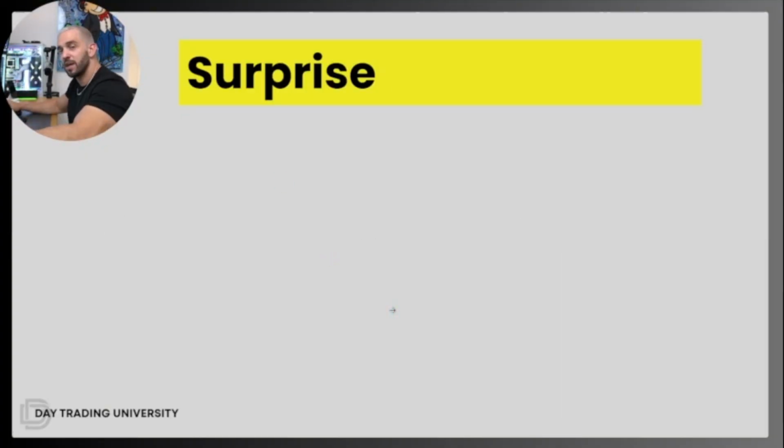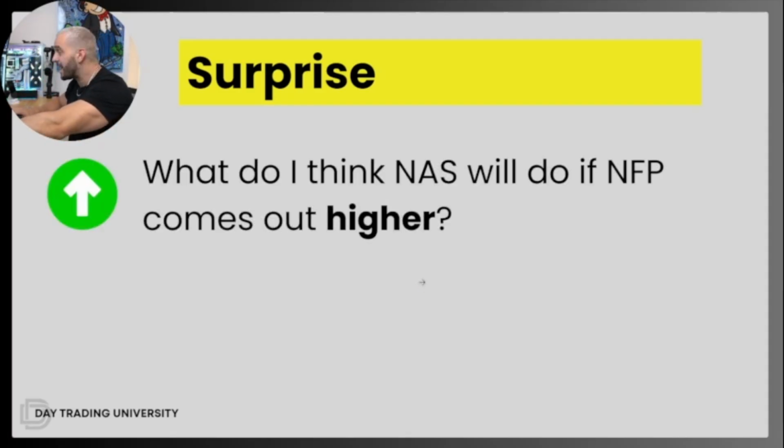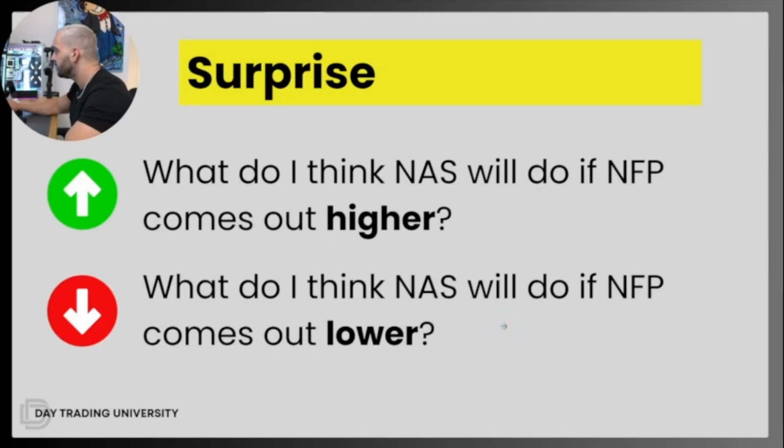Now, number 2 in this process is called surprise. Because once I know the market's expectations, now I want to plan for a surprise in the markets, which is basically asking, what do I think NAS will do if NFP comes out higher? But also, what do I think NAS will do if NFP comes out lower? I don't want to predict whether I think NFP is going to come out higher or lower. I actually want to plan for what I think is going to happen if NFP comes out lower, and what I think is going to happen if NFP comes out higher. Doesn't mean I'm going to take a trade every time. I just want to plan for both directions.